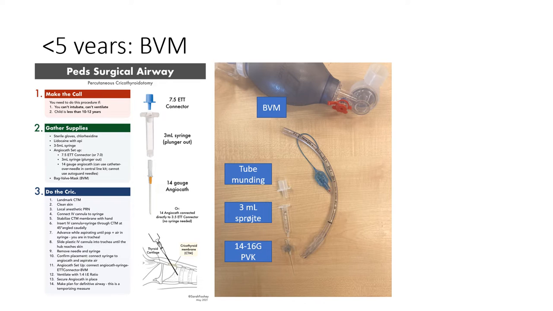But the 3 milliliter syringe doesn't fit directly on that, and that's why you need some kind of adaptation device, which I mentioned earlier, that comes from the intubation tube. Depending on the size of the syringe, you'll need a different size tube with a different size connector. But for a 3 milliliter syringe, you'll use a 7.5 tube.